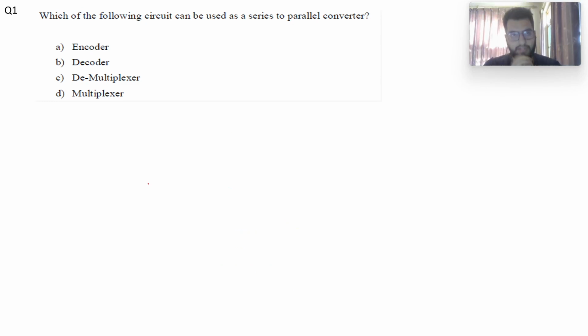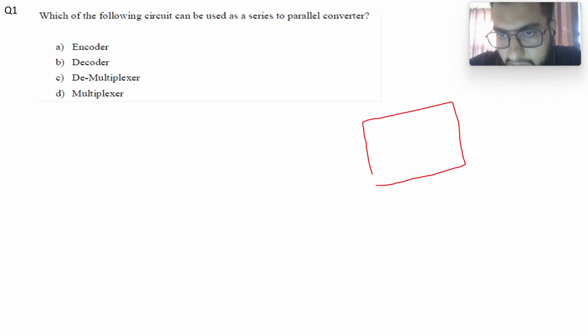So here we have a question. It states: which of the following circuits can be used as a serial to parallel converter. We are given four options and we are asked to figure out which circuit can be used as a serial to parallel converter. Before we proceed to our answer, let me say what we really want. Suppose we have a black box. We need to figure out what this black box should be.